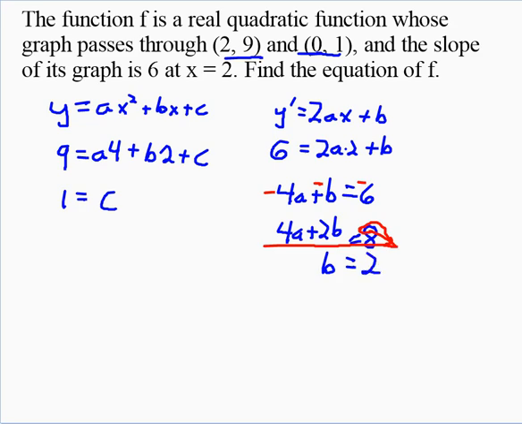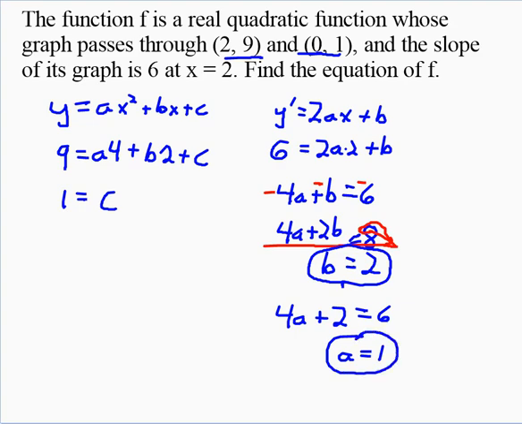So we know we can plug this back into one of our equations. Let's plug it in this one. So we have 4a plus b, which was 2, equals 6. If we subtract 2, we would get 4, and then divide by 4, we get a is equal to 1. And so we have b equals 2, a equals 1, and c equals 1.